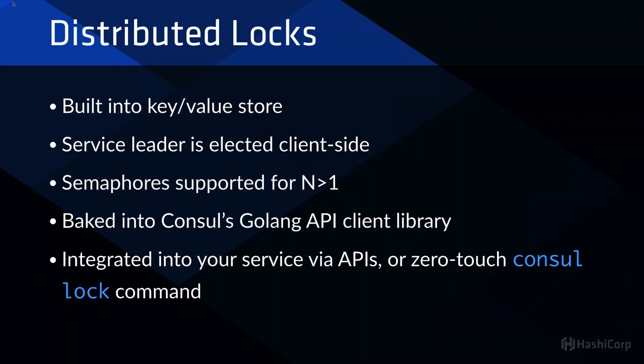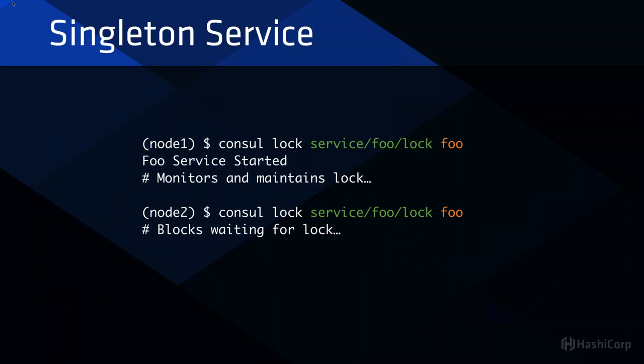It's baked into Consul's Go API client library. So if you're writing a Go application, it's really easy to have a first-class implementation of this right in your code. You can use our HTTP libraries directly, or, as we'll show in the next slide, you can just use the Consul lock command. So this is an example using Consul lock for a singleton version of a service.